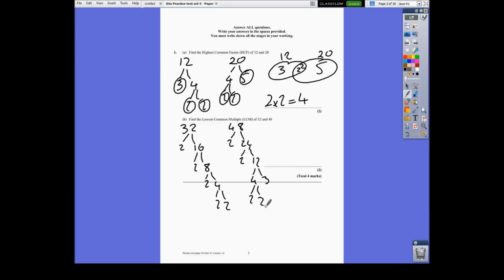If we put this into a Venn diagram, 32 on the left, each one has 4 2's in it. So we can have 2, 2, 2, and 2 in the middle, and there is a remaining 2 for the 32. And for 48 on this side, we've got the 4 2's already, and we need a 3 on this side. So to get the lowest common multiple, we multiply all the numbers together in the Venn diagram. If we multiply all those together, we get 96.